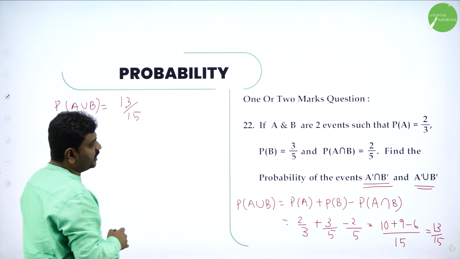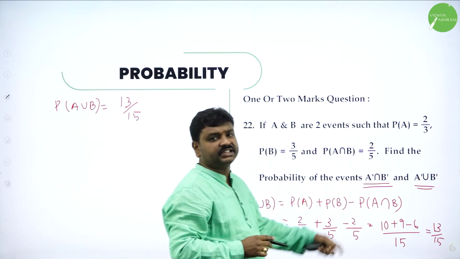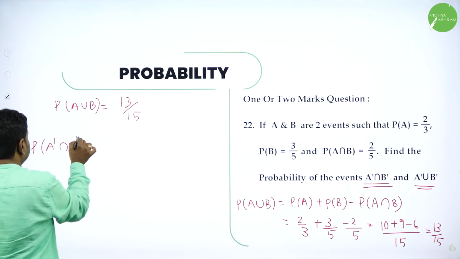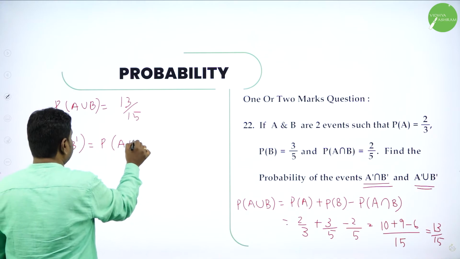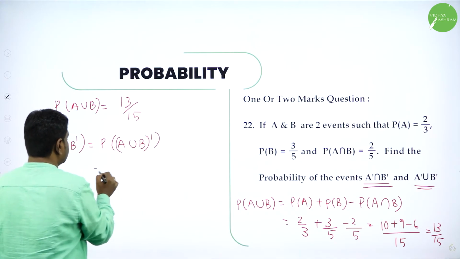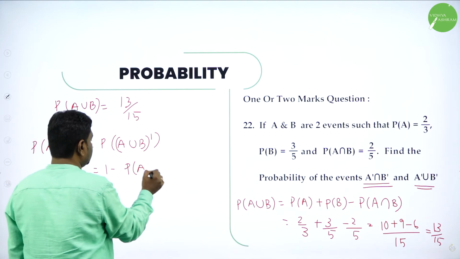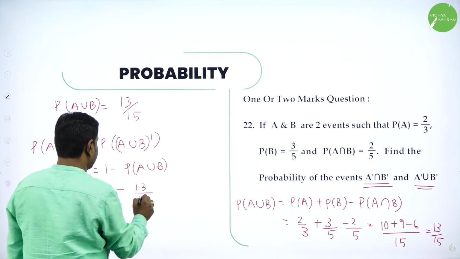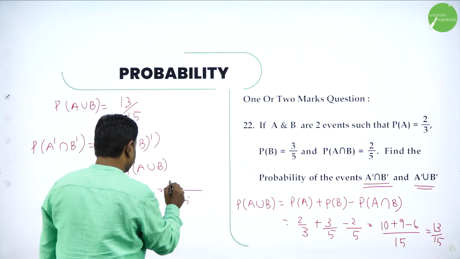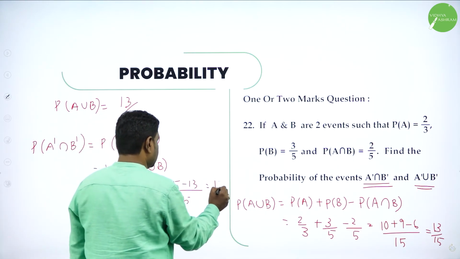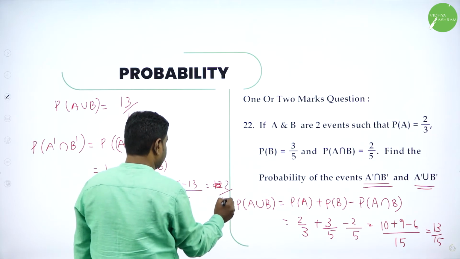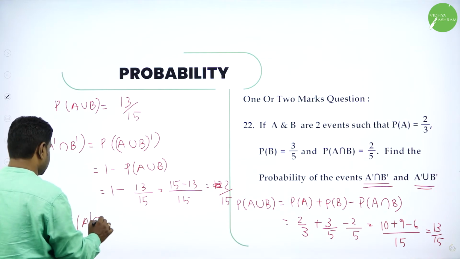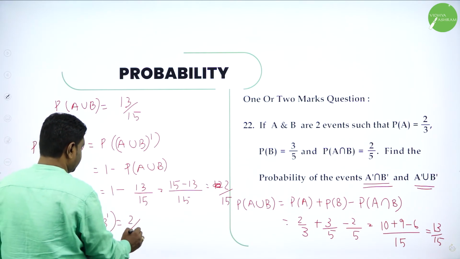They want you to find P of A dash intersection B dash. So A dash intersection B dash can be written as P of A union B the whole dash. That can be written as 1 minus P of A union B. So you know 1 minus, what is P of A union B? 13 by 15. So take LCM, LCM is 15. 15 minus 13, so it will become 2 by 15. So P of A dash intersection B dash is 2 by 15.